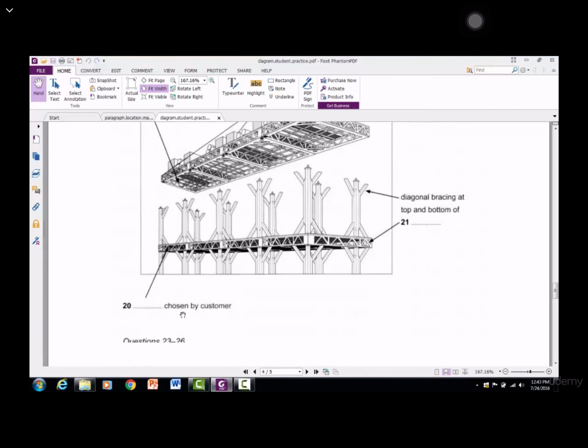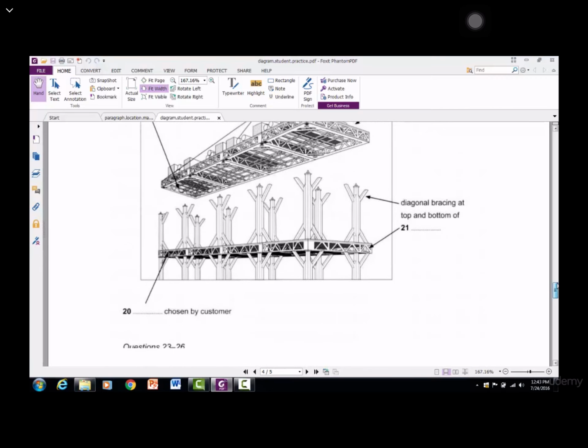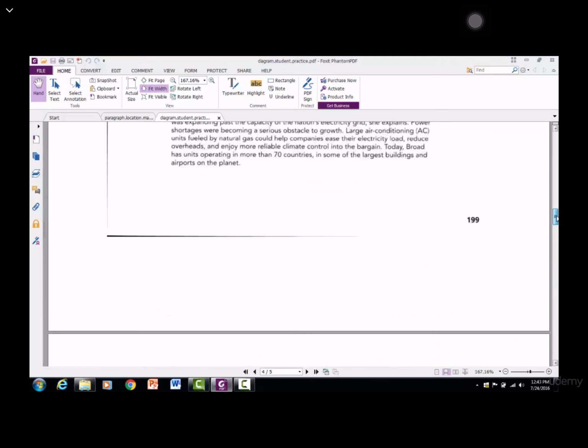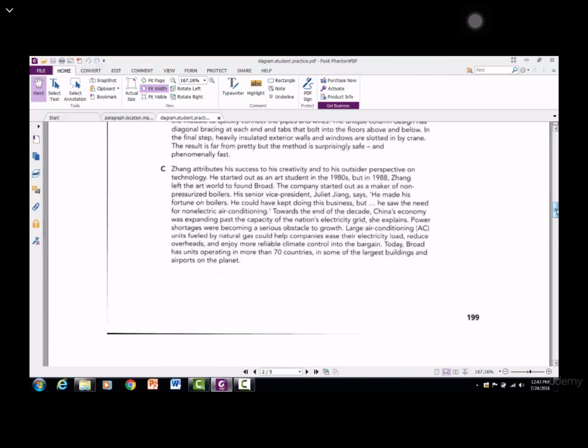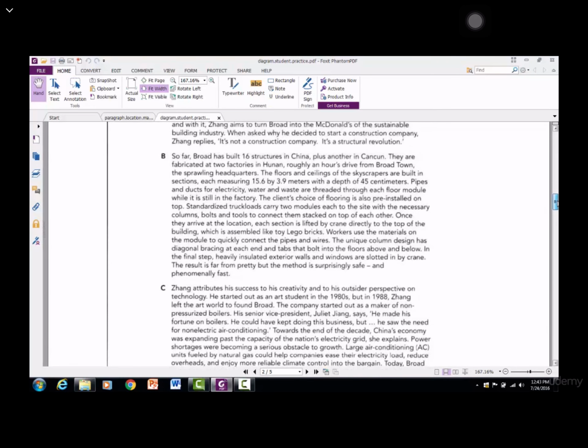Next, we're looking for something chosen by the customer. And I'm going to assume that this question goes in order, because like I said, the vast majority of the time, that's what it does. Oh, here it is right here. Right afterwards, it says the client's choice. Client's choice, chosen by the customer, synonym language. They're not going to put the exact same synonym language in two different sentences. Okay, they're not going to do that to you. I mean, you can never say never.